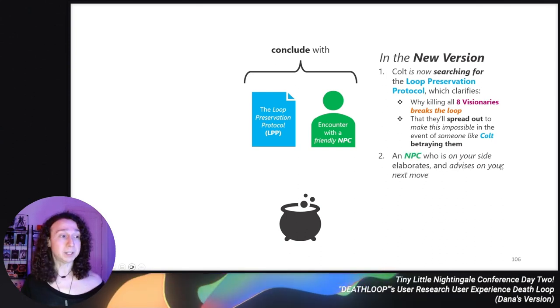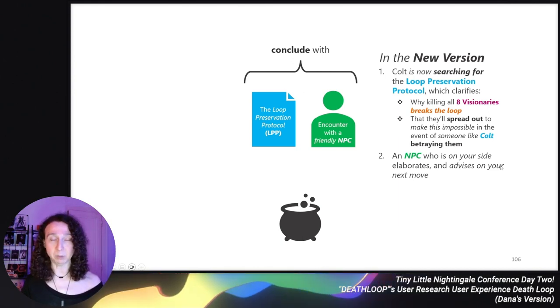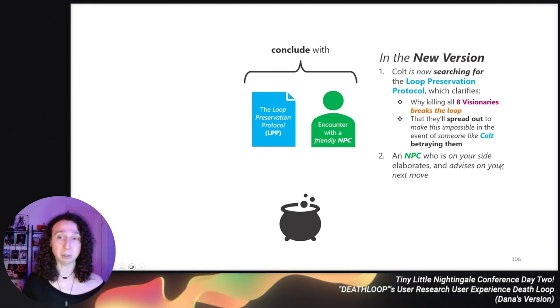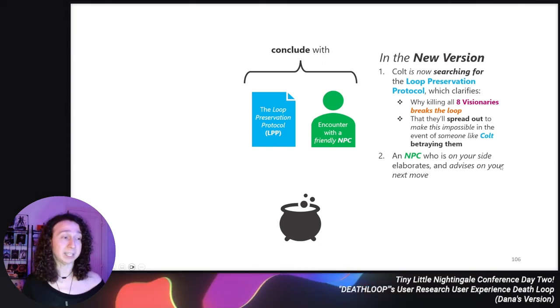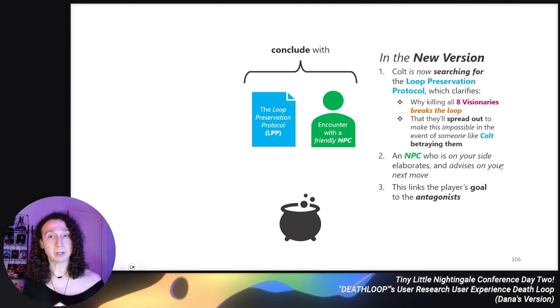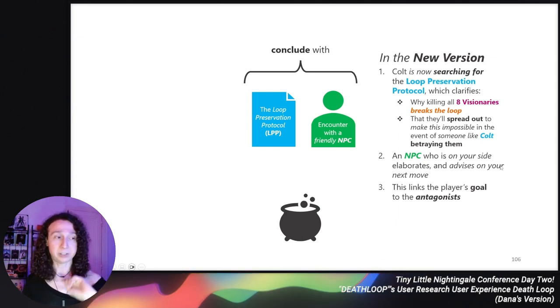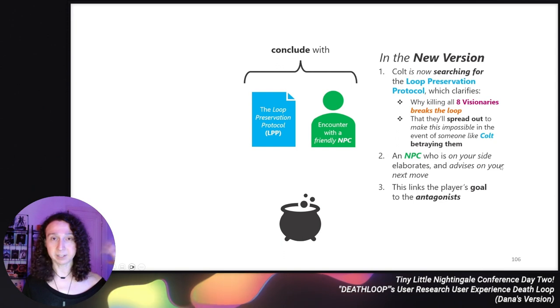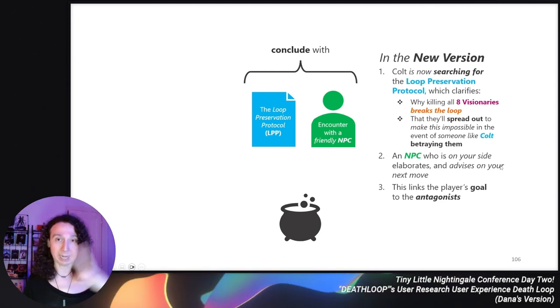This NPC, who is explicitly on your side, elaborates and advises you on your next move specifically related to breaking the loop. We're not even touching pursuing Juliana at this point. So now this is linking the player's goals directly to the antagonist, to Juliana, to the 8 visionaries, and breaking the loop. It's all now interconnected.